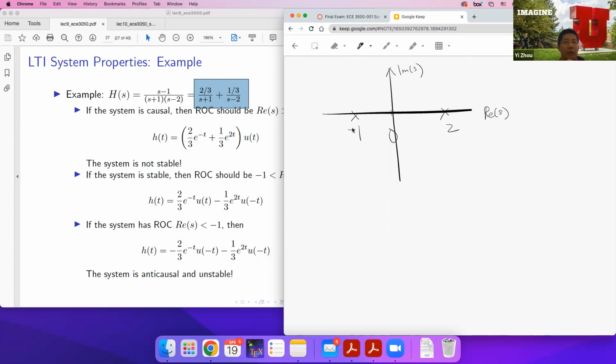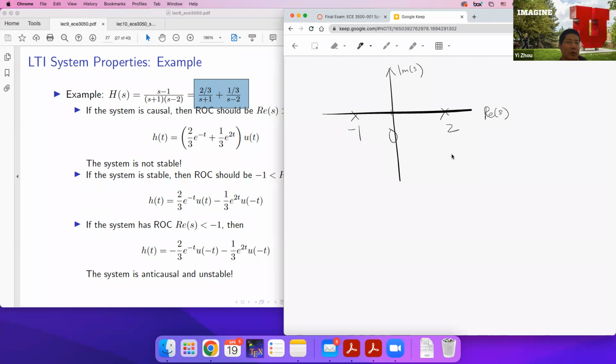One is to the left of -1. One is between -1 and 2, this vertical strip. And the third case is to the right of 2, right? Because the ROC must be parallel to the y-axis and must not contain any pole. So these are the only 3 possible regions of convergence.